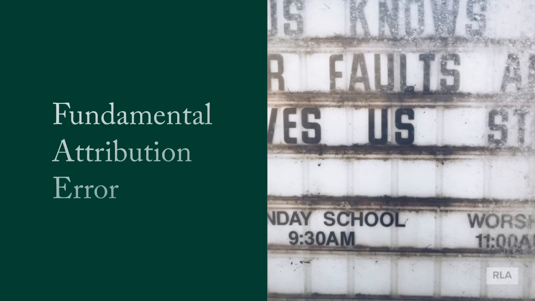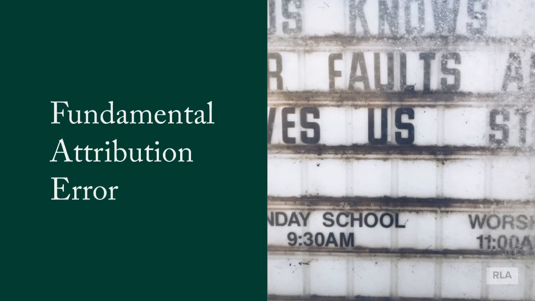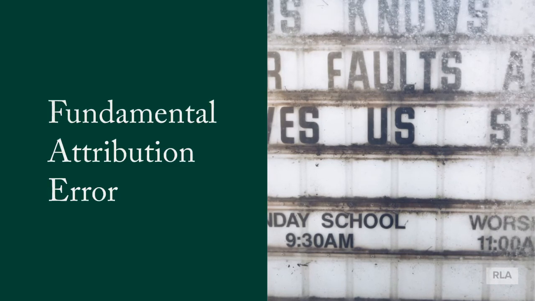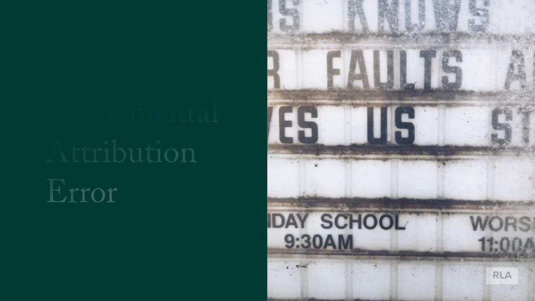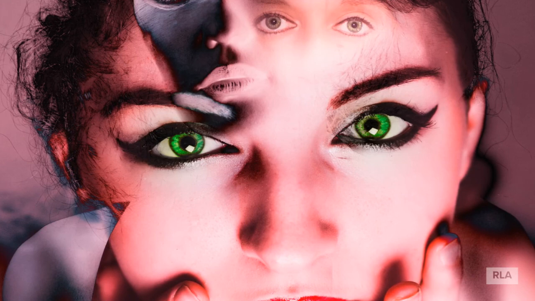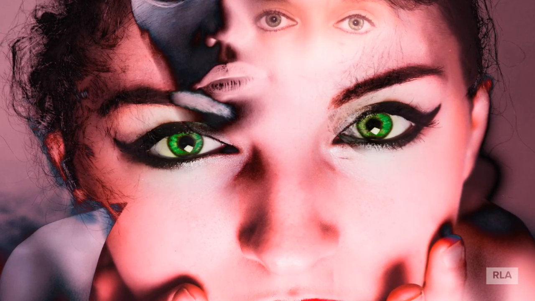A similar perceptual error is the fundamental attribution error. And this is when we attribute other people's behaviors to internal rather than external causes. In other words, it's always their fault, good or bad. So if you've learned anything from this video, I hope that you understand that perception is complex and highly inaccurate.